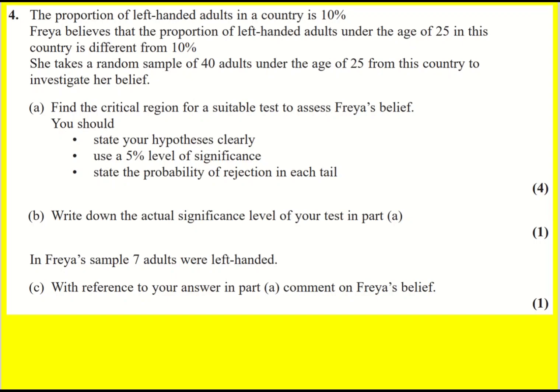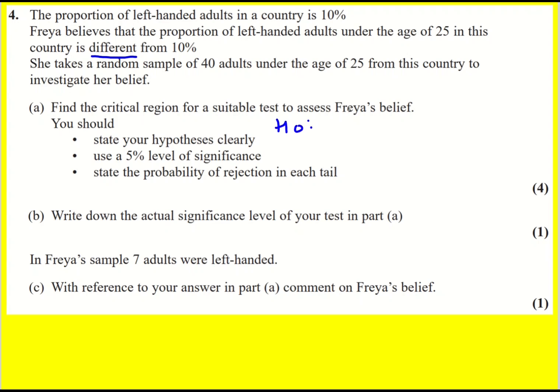The proportion of left-handed adults in a country is 10%, and Freire believes that the proportion under the age of 25 is different. She takes a random sample of 40 adults under the age of 25 from this country to investigate her belief. We're asked to find the critical region for a suitable test to assess Freire's belief. We should state our hypotheses clearly.